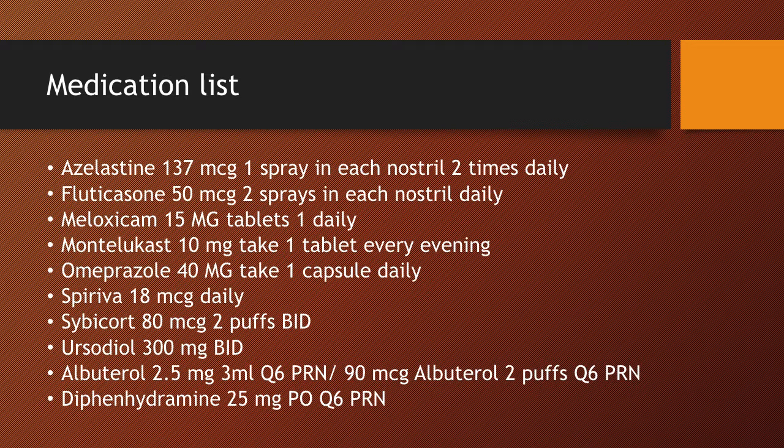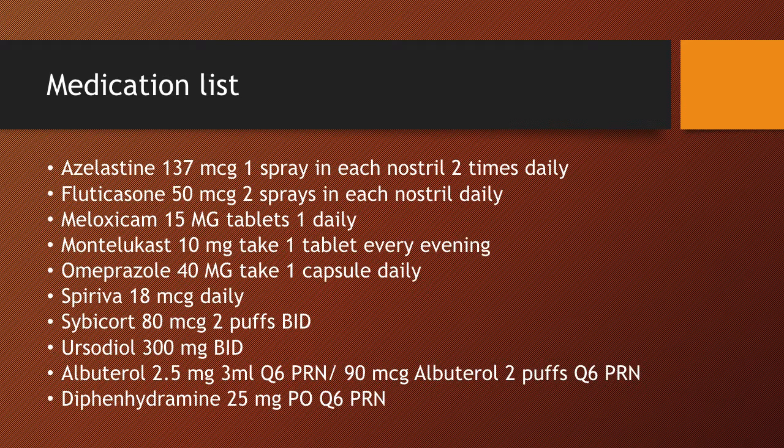Meloxicam, she gets 15 mg tablet once daily, and this is an NSAID, which stands for a non-steroidal anti-inflammatory, and what it does is it inhibits prostaglandin synthase and leads to a decrease of the synthesis of prostaglandins, which will then result in a reduction of the inflammation. So also to reduce inflammation.